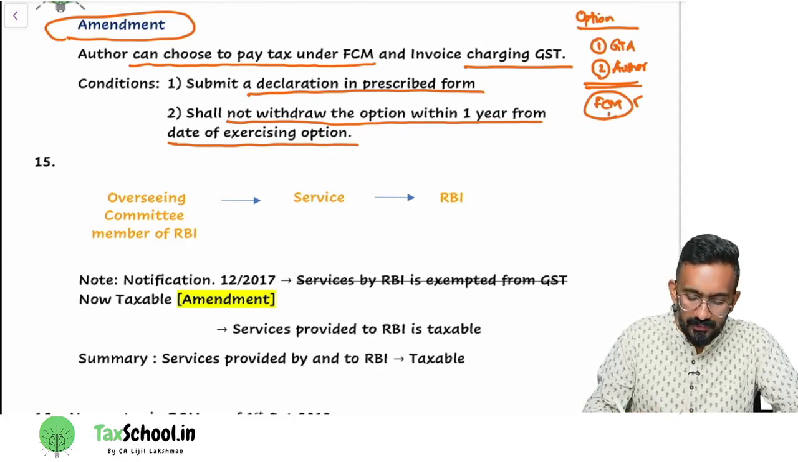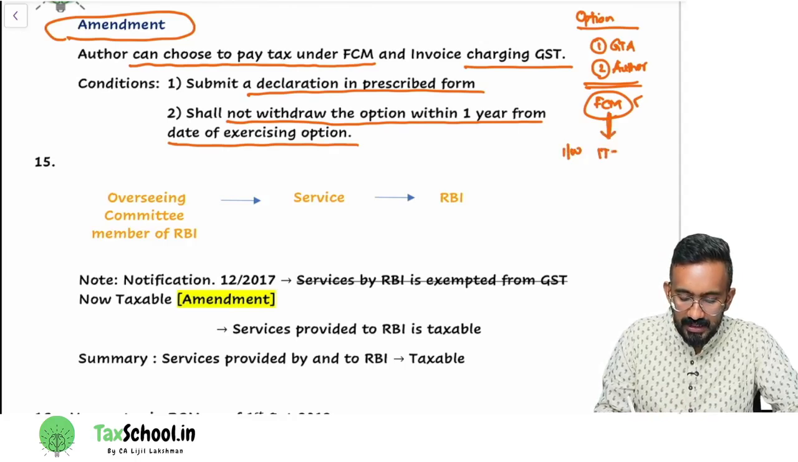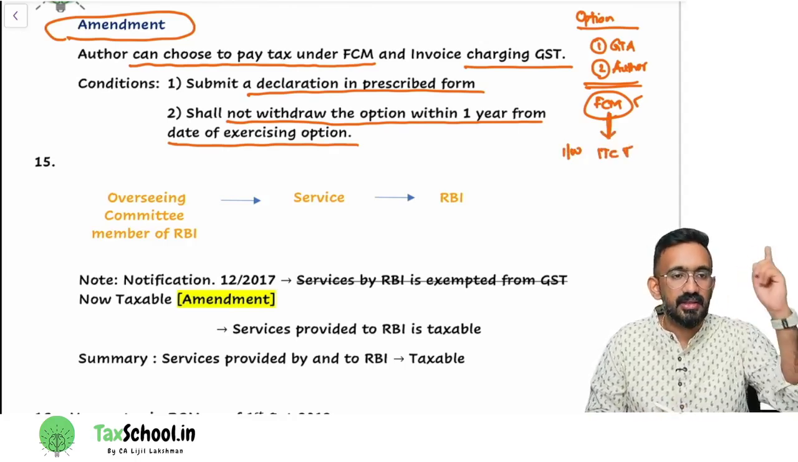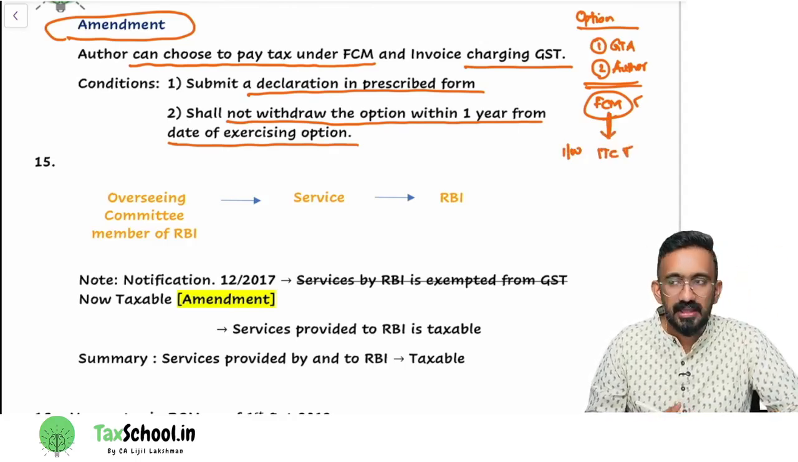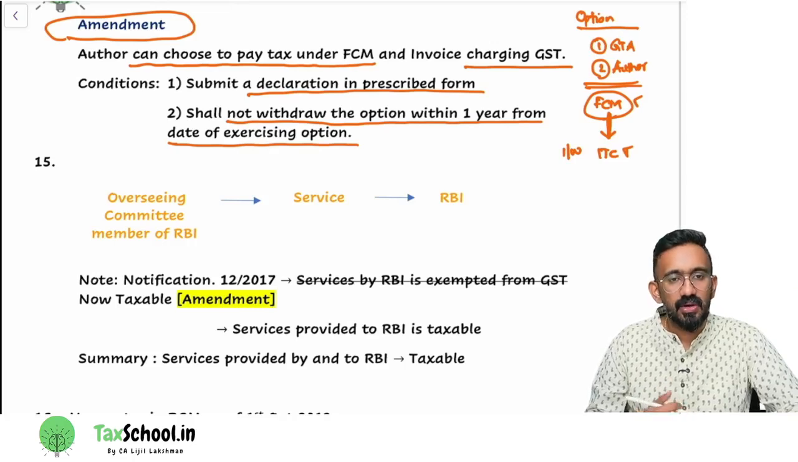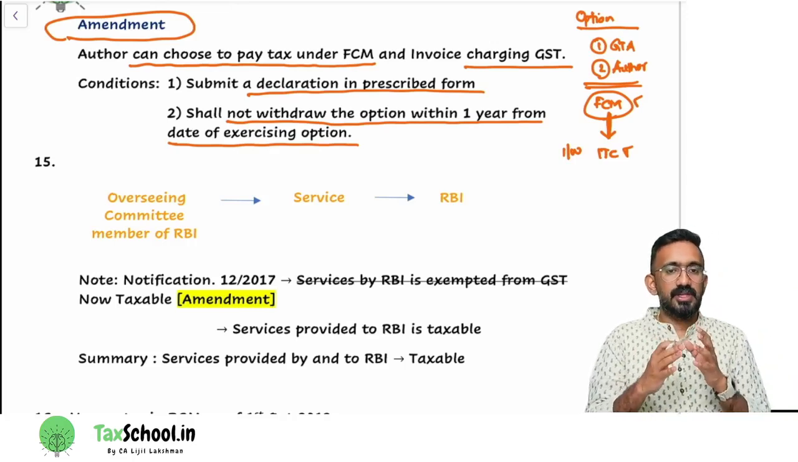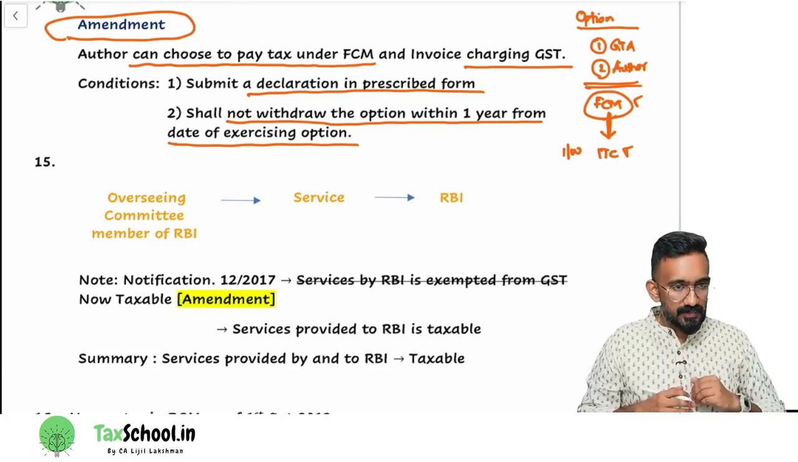Why would somebody go for FCM? If they go for FCM, on their inward supply, they will get input tax credit, like GTA that we have seen. So to get the input tax credit only, they're saying that we will go for an FCM option. If they go for FCM, they can take ITC on their purchases, right?